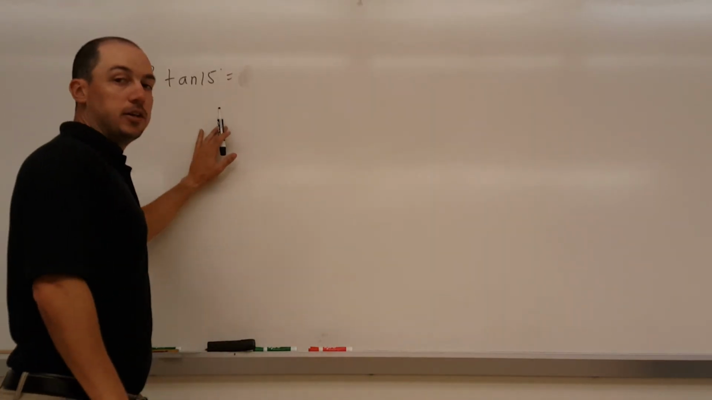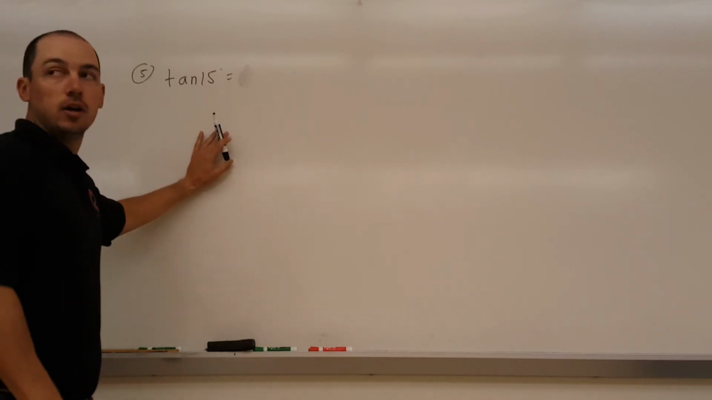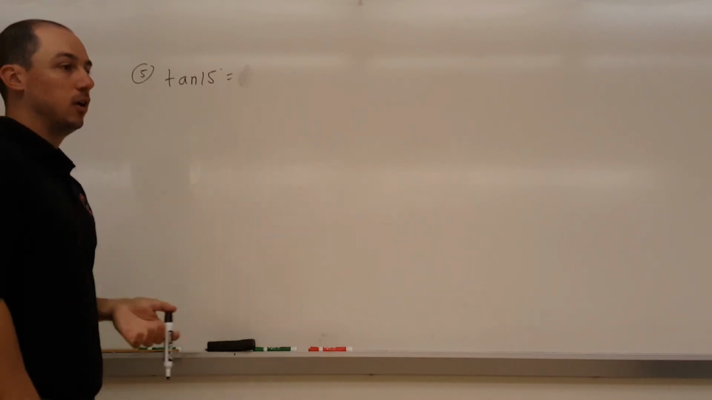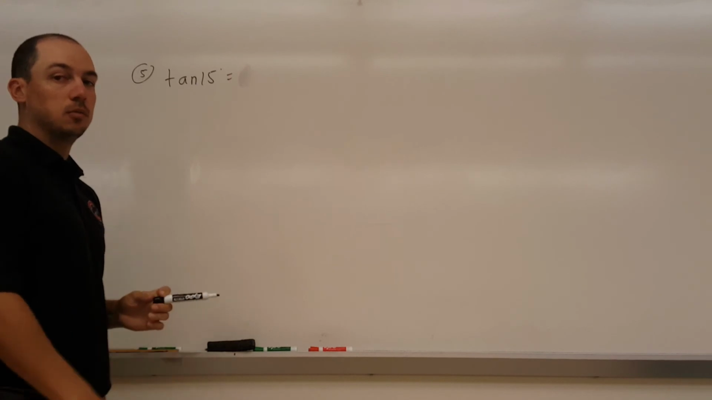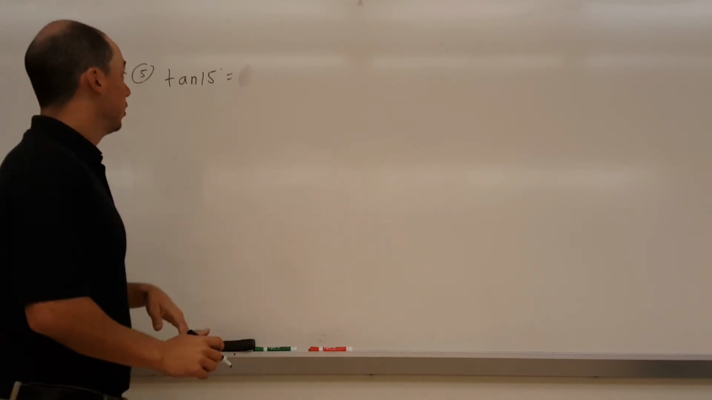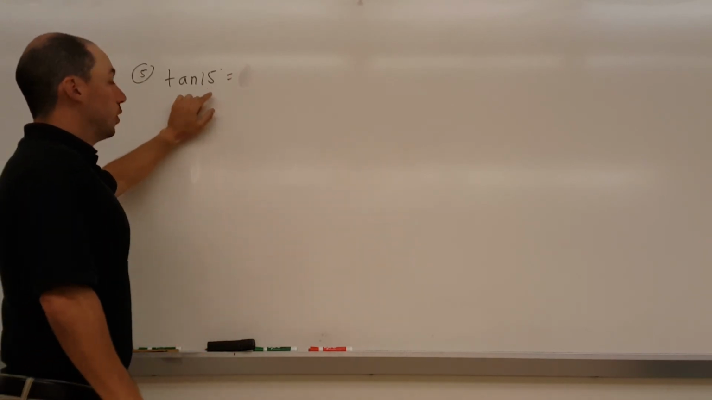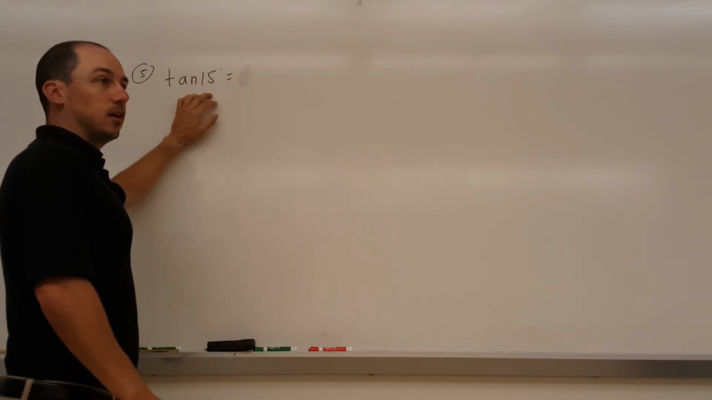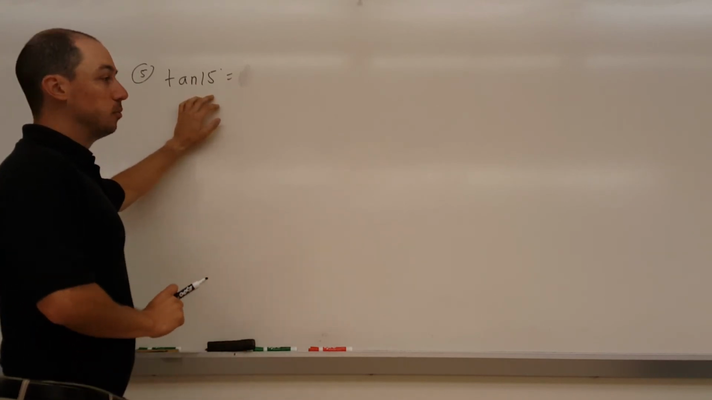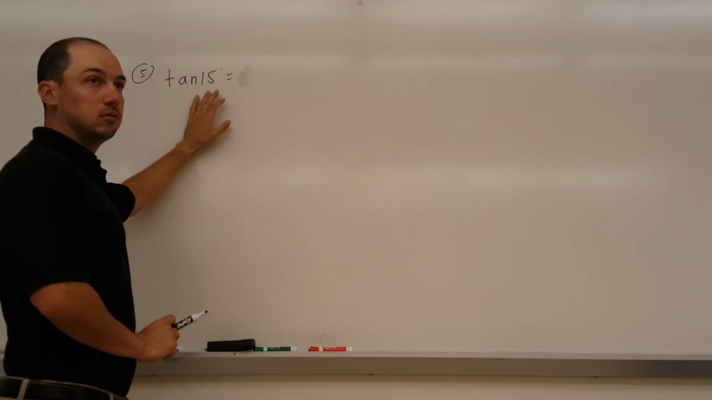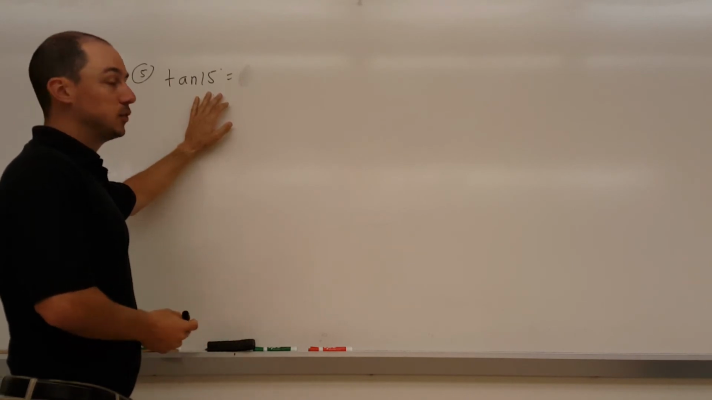Our next problem, tangent of 15 degrees. Why don't you go ahead and pause the video and try to do this one on your own using your tangent sum or difference identity. So 15 degrees, you need to recognize that 15 is a combination of two special angles. It can be 45 minus 30 or 60 minus 45.